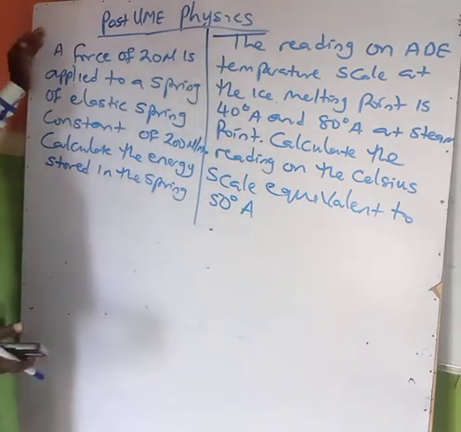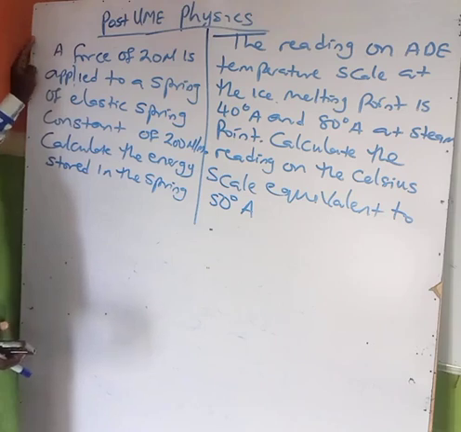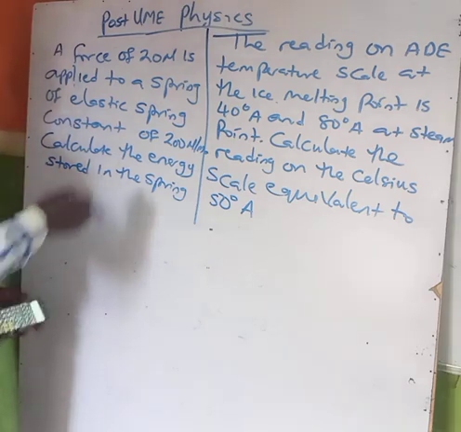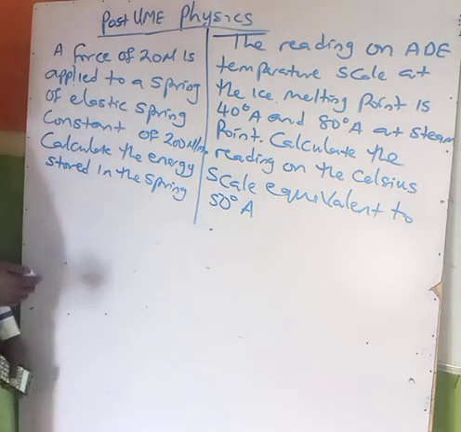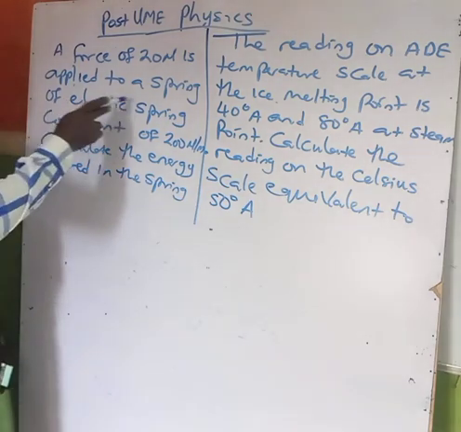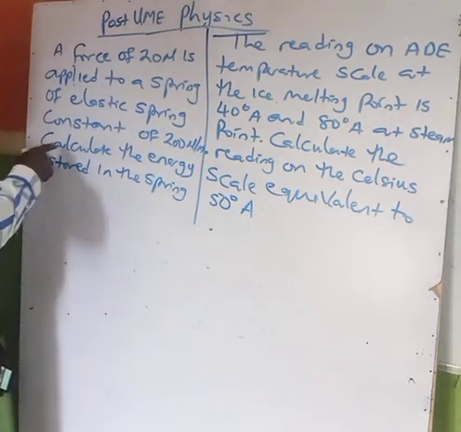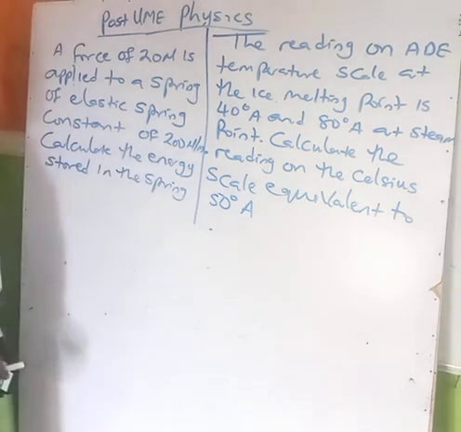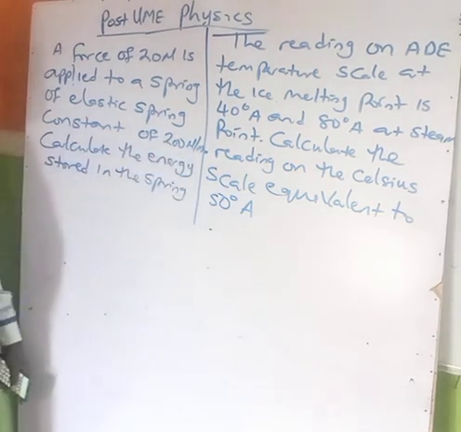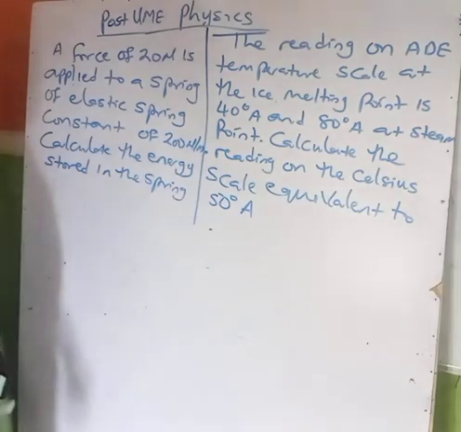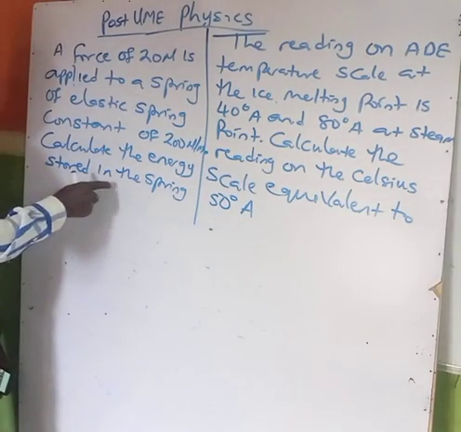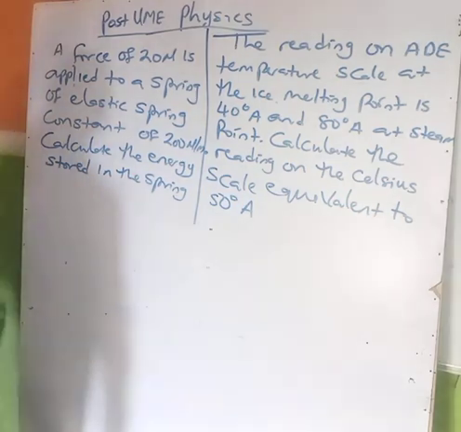Here is a physics question. A force of 20 Newton is applied to a spring of elastic spring constant of 200 Newton per meter. Calculate the energy stored in the spring.